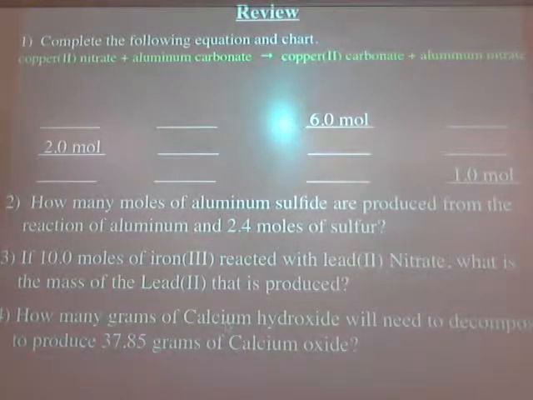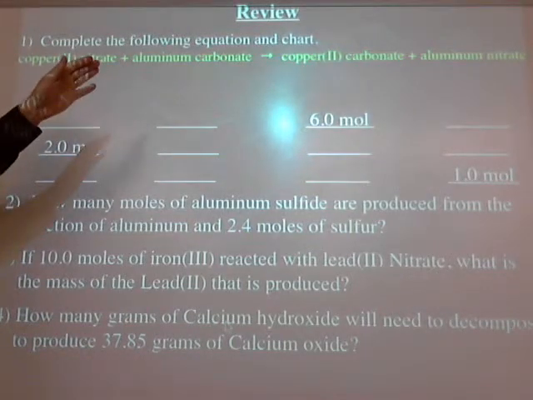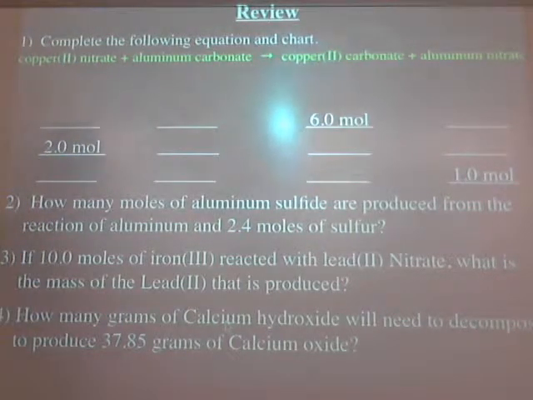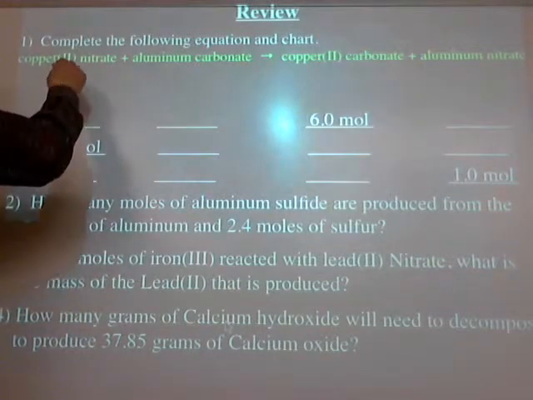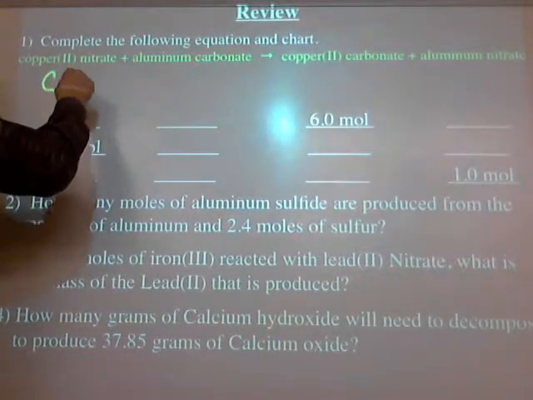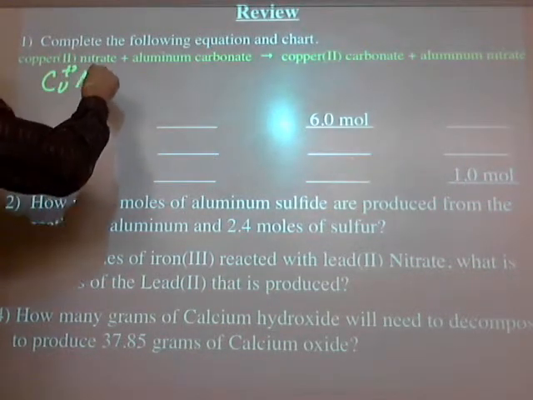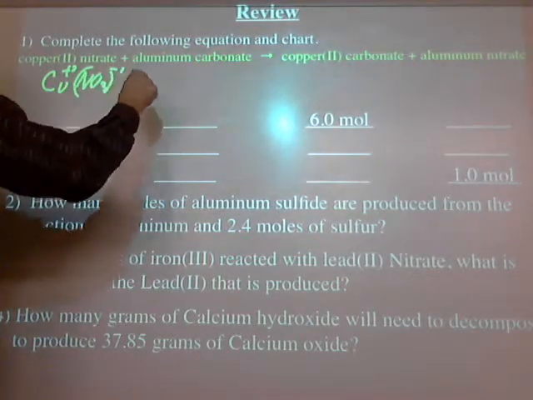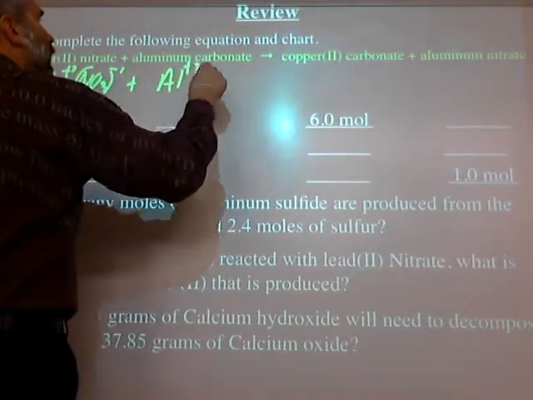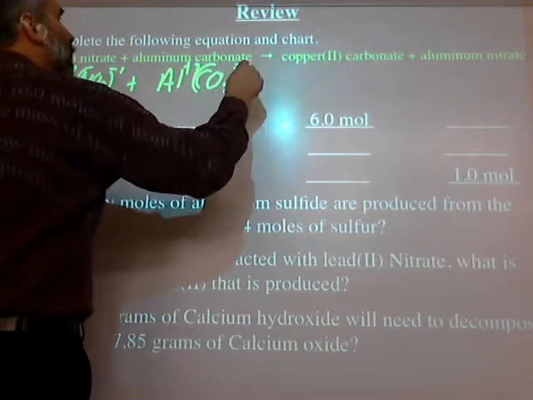I'll use green because it shows up better on the blackboard. First thing I got to do is complete this equation. Let's remind you some of the basic stuff you got to remember about writing compounds. I have a lot of people who will do stuff like this. Cu plus 2, NO3 minus 1, Al plus 3, CO3, look it up, minus 2.